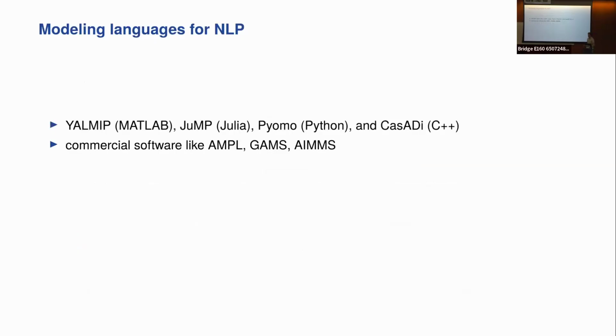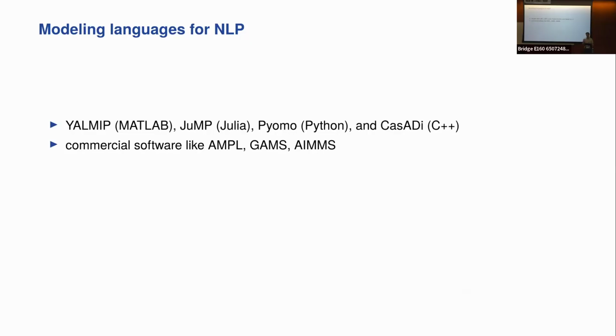So suppose you want to apply nonlinear programming. What can you do? Well, there are several modeling languages that support nonlinear programming. For example, YALMIP, JuMP, Pyomo, and CasADi, which are free and open source. I'm not sure if Pyomo is open source, but it's free at least. It is? Okay. And then you also have commercial software that also supports nonlinear programming.